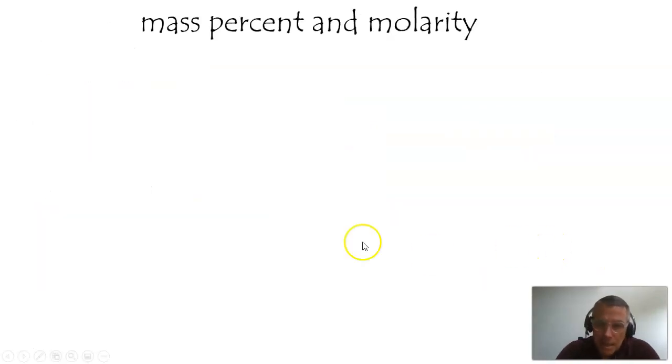Next topic. When you have solutions, and in the healthcare industry, I'm finally relating this to the real world, you're dealing with solutions all the time, right? Saline solutions and IV drips and you name it. So often anything you inject or work with is a solution. Two common ways that scientists measure them are mass percent, which is okay, but it doesn't account for big molecules compared to little molecules, and molarity, which scientists usually prefer because that's a true count of the molecules.